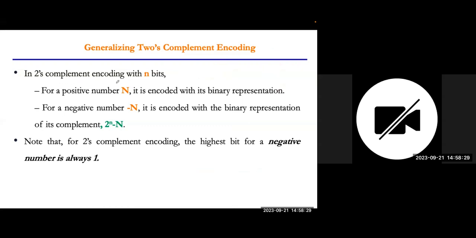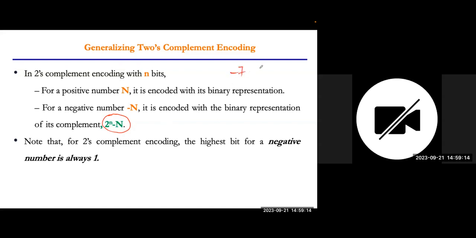So, the two's complement encoding of signed numbers, which may be positive or negative, with n bits. A positive number is encoded with its binary representation only. If the decimal value is 2, its binary representation is 10, the same. If you have 7, then the binary representation is 111. There is no change in that. But if it is a negative number, minus n, it is encoded with the binary representation of 2 to the power of n minus that number.